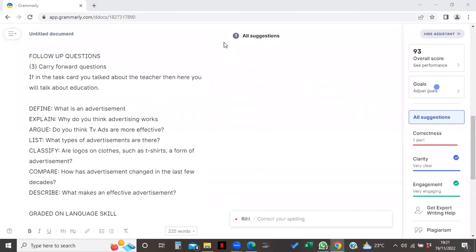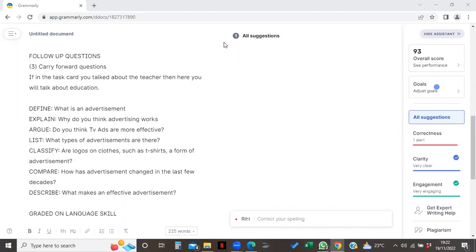So like a carry forward question. If in the task card, in the previous segment, you talked about the teacher, right? Then here you will talk about education. So what they're taking you from is a micro niche to a macro niche. What I mean to say is that in part two they will specifically talk to you about an event, a wedding, right? And they will switch to a bigger picture.